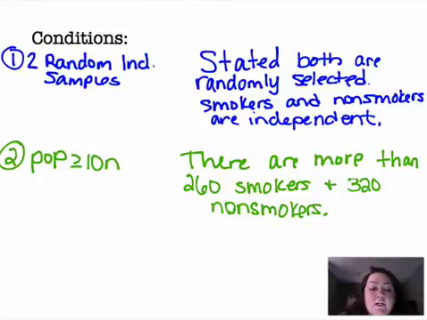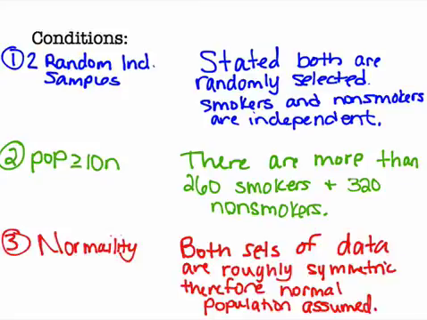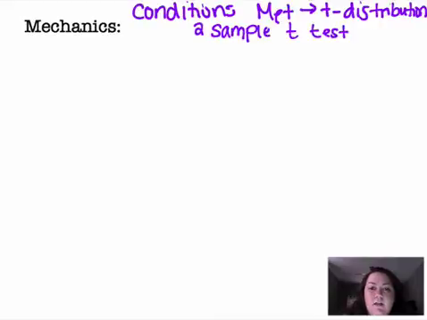Number 2, the population has to be greater than or equal to 10 times the sample for both samples. So we assume that there are more than 260 smokers and 320 non-smokers. And number 3, normality. Both sets of data are roughly symmetric, and therefore the population is assumed to be normal. They told us that it was roughly symmetric with no outliers, so we can use that as our meeting the condition.